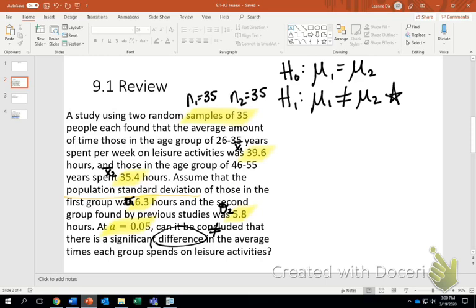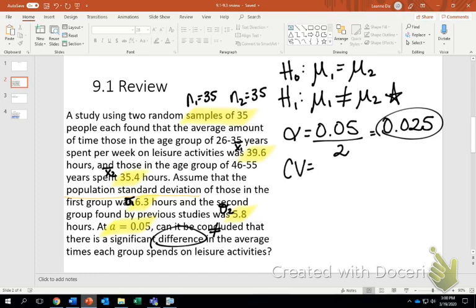Remember, critical values come from your alpha. My alpha is 0.05, and because it is a "does not equal," that means it's a two-tail, so I need to take that amount and divide it by 2, and that'll give me 0.025.